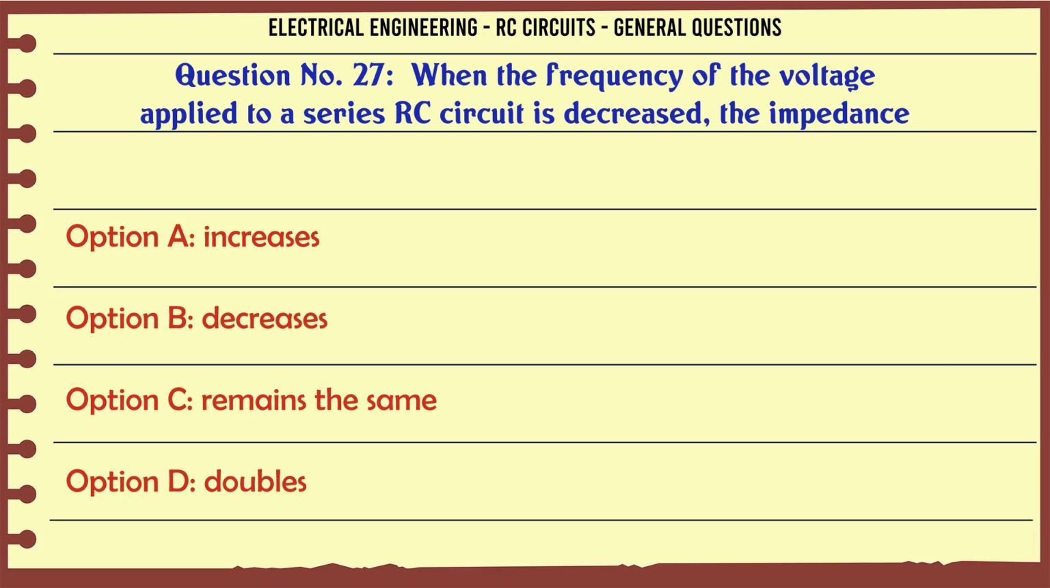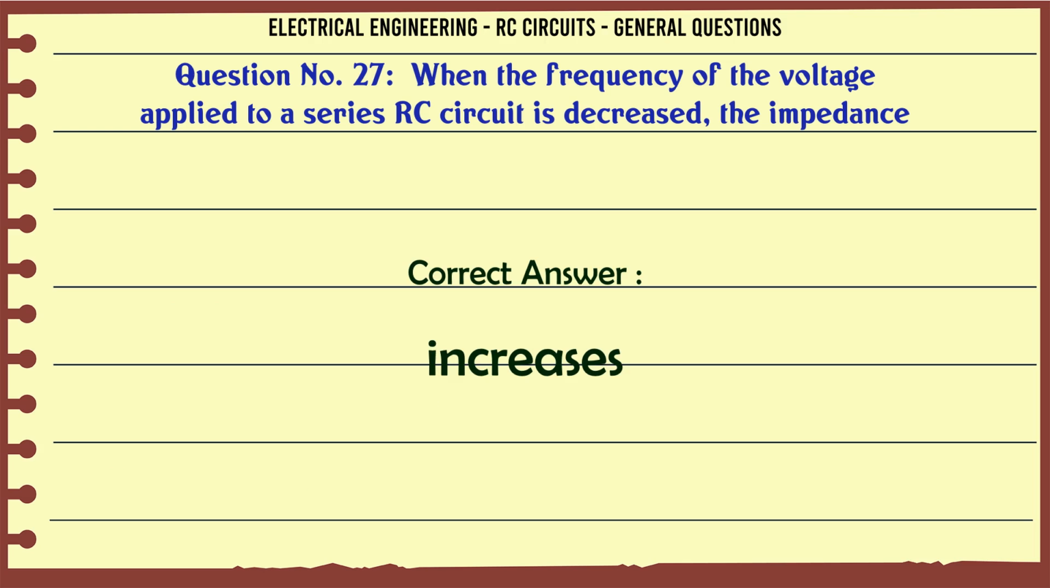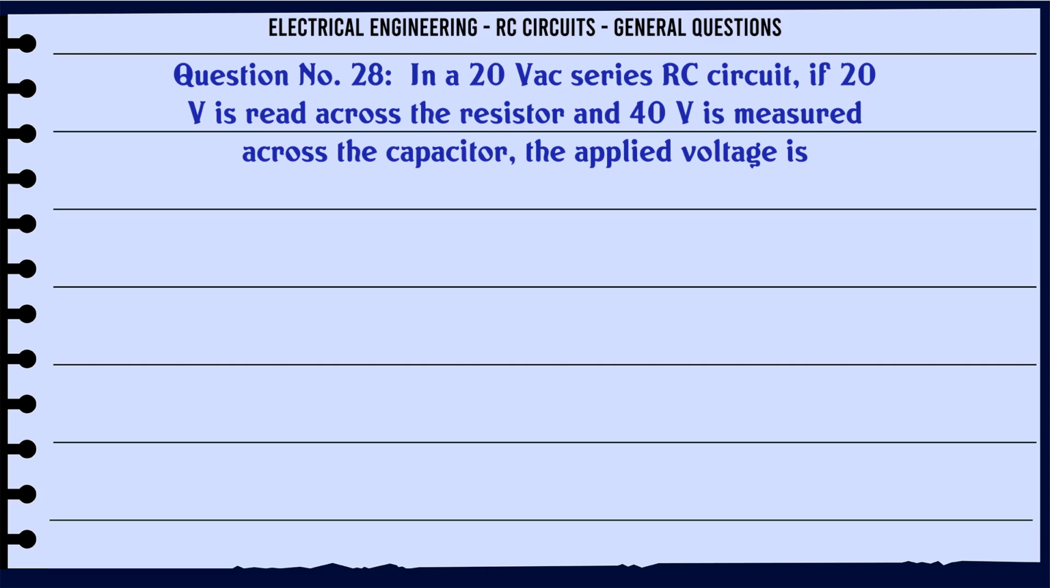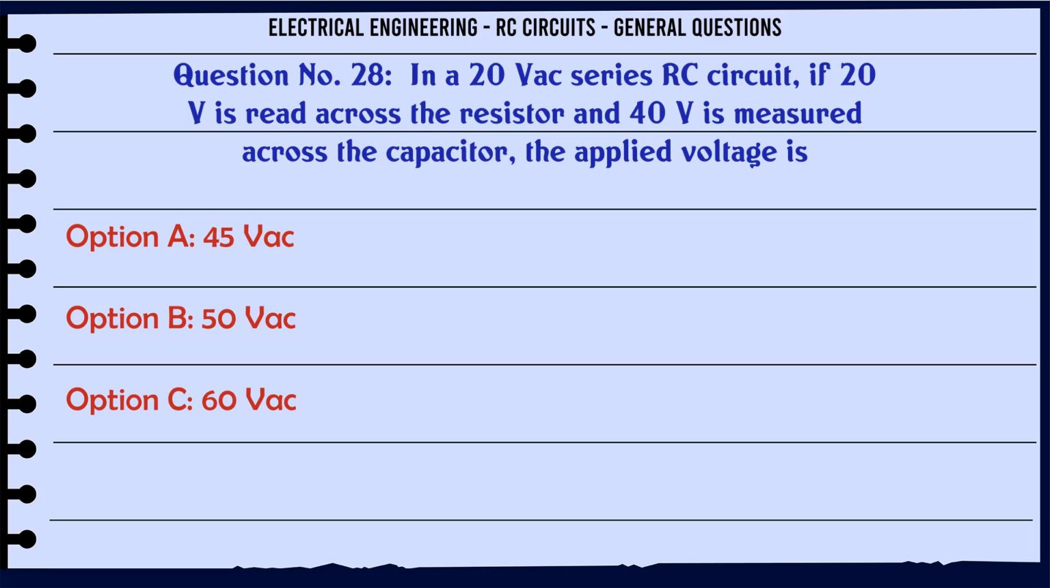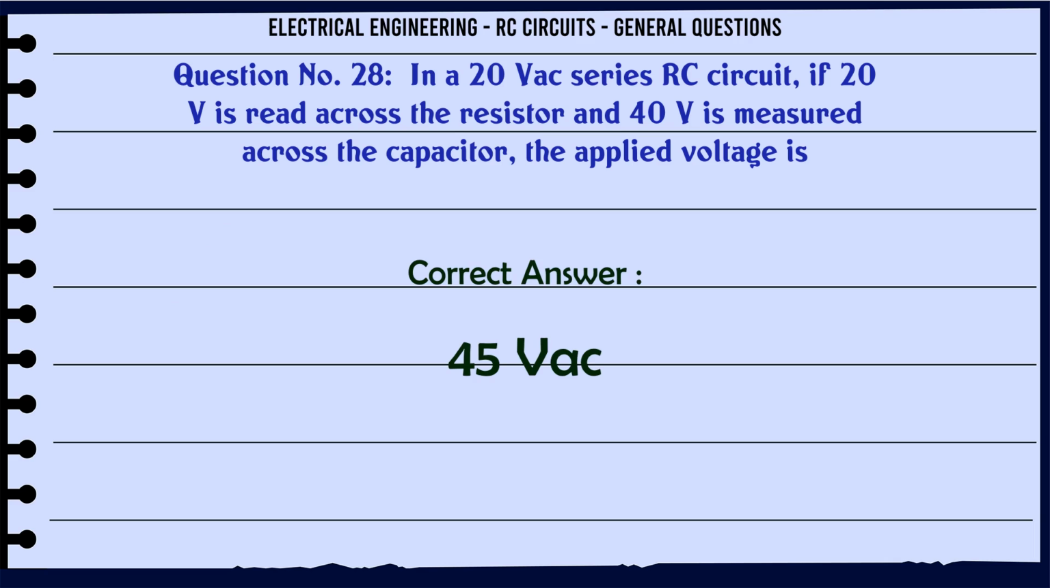When the frequency of the voltage applied to a series RC circuit is decreased, the impedance: A, increases. B, decreases. C, remains the same. D, doubles. The correct answer is increases. In a series RC circuit, if 20 V is read across the resistor and 40 V is measured across the capacitor, the applied voltage is: A, 45 V. B, 50 V. C, 60 V. D, 65 V. The correct answer is 45 V.